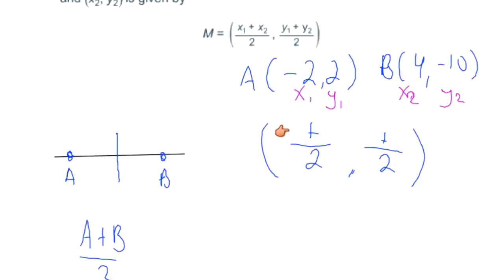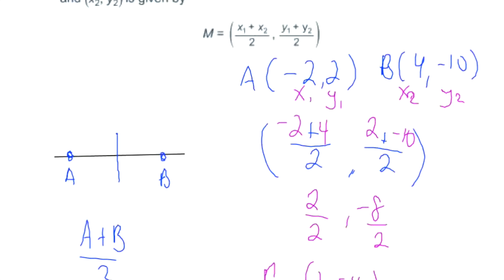So let's plug in. I'm going to do my x1 plus my x2. So -2 plus 4, and then over here y plus y. So I'm going to get 2 over 2, comma, -8 over 2, which would be 1, -4. That would be your midpoint. Good job. Exactly.